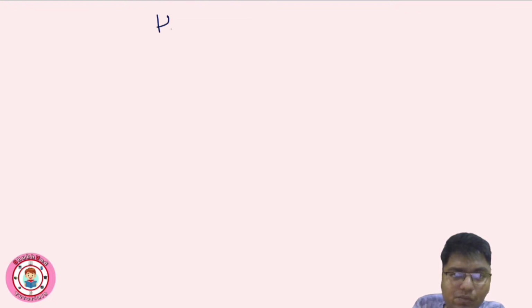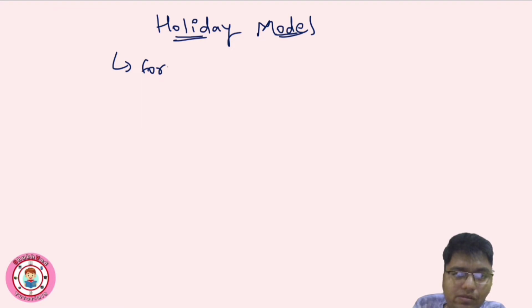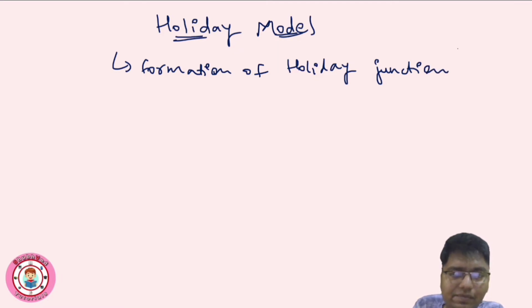Homologous recombination is done by the Holliday model. What is this Holliday model? Because there is formation of a Holliday junction. So what is this Holliday junction? We will see.